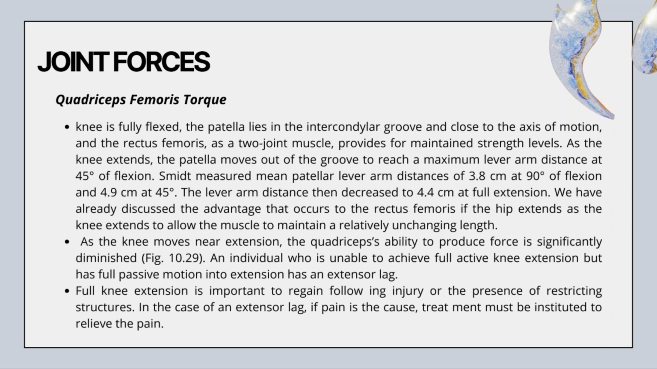Quadriceps femoris torque: when the knee is fully flexed, the patella lies in the intercondylar groove and close to the axis of motion. The rectus femoris, as a two-joint muscle, provides for maintained strength levels. As the knee extends, the patella moves out of the groove to reach maximum lever arm distance at 45 degrees of flexion. Measured mean patellar lever arm distance was 3.8 cm at 90 degrees of flexion and 4.9 cm at 45 degrees. The lever arm distance then decreased to 4.4 cm at full extension.